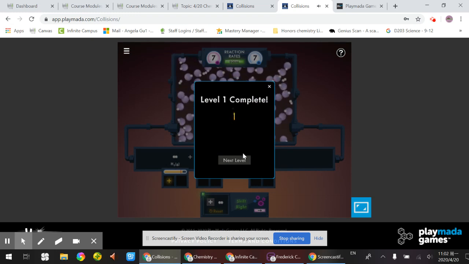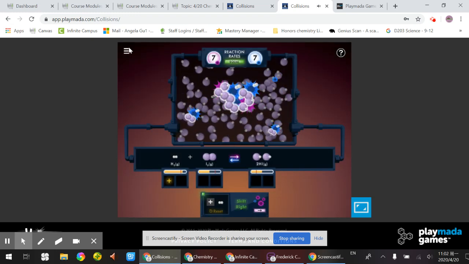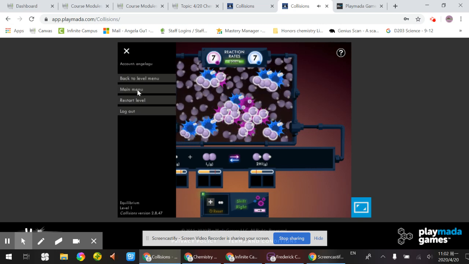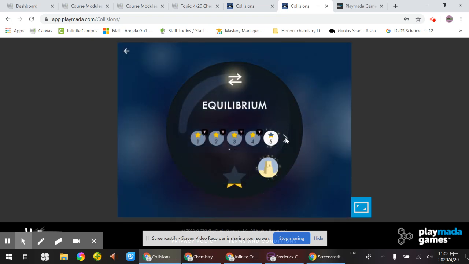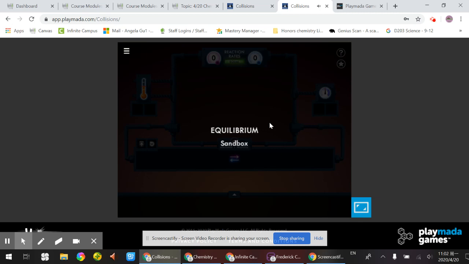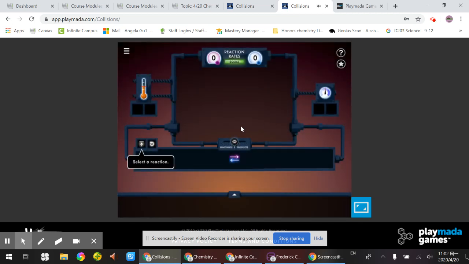All right, I want to show you one more. There's this menu bar on the top if you want to go back to the level menu. So here are all the levels for the game. There's also something called the Sandbox. This Sandbox allows you to freely play along with what's going to happen for each of the things that you can do. You can increase the temperature, decrease the temperature. You can add more reactants, remove products, whatever you want to do.